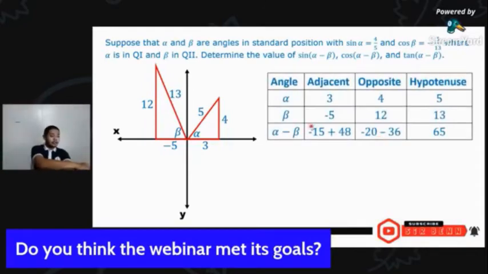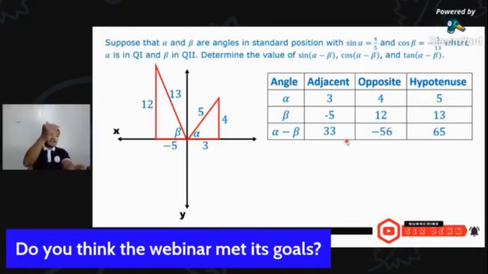So how did we get negative 15 here? We multiply these two. How did we get 48 here? We multiply the two opposite sides and then we proceed to addition. How did we get negative 20 here? We multiply these two numbers. We cannot interchange these two. So we multiply these two numbers and that would be negative 20. How did we get 36? That is 3 times 12. And then we proceed to subtraction. For the hypotenuse, we achieve 65 by simply multiplying 5 and 13. So simplifying this one, that would be 33, and negative 20 minus 36, that will be negative 56.